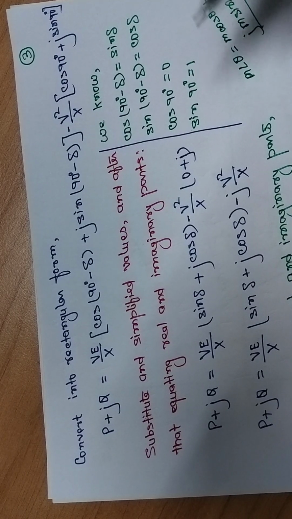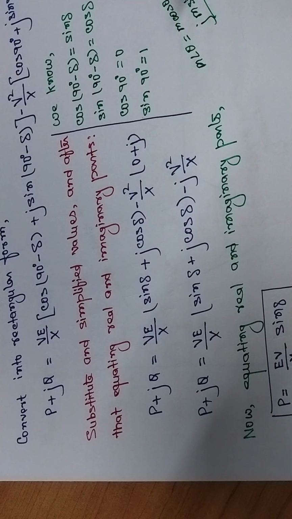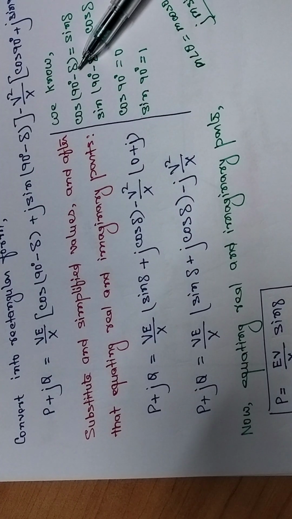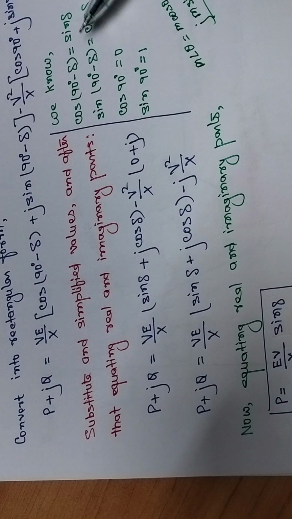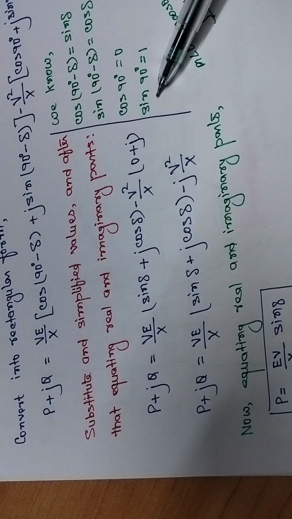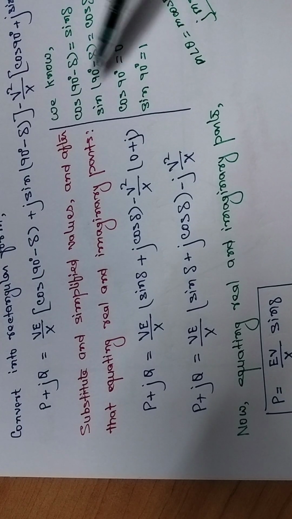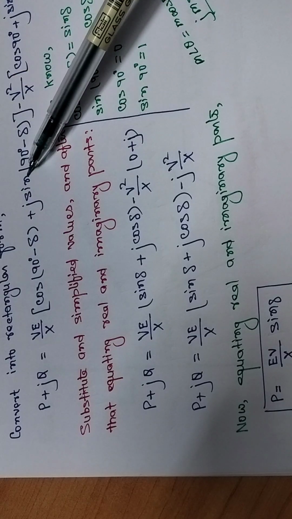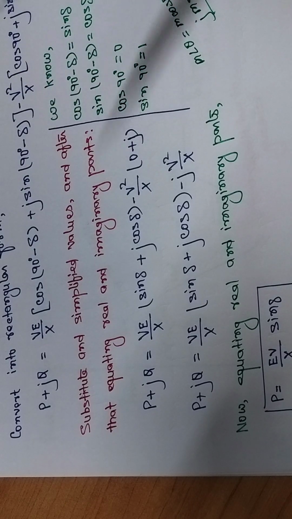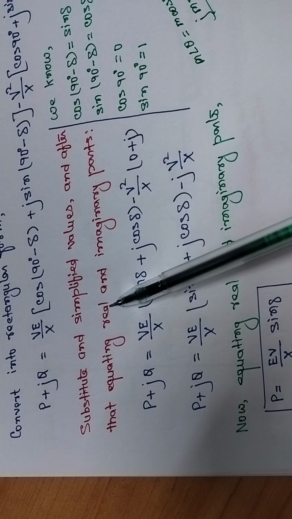Before going to the next step, we should remember some formulas: cos of 90 degree minus theta is equal to sine theta, sine of 90 minus theta is equal to cos theta, cos of 90 degree is equal to 0, and sine of 90 is equal to 1. Whenever we substitute these formulas in the above equation, we have to simplify the values, and after that equate the real and imaginary parts.